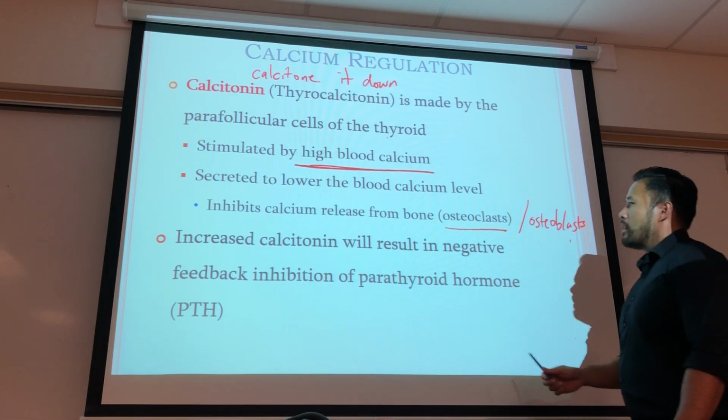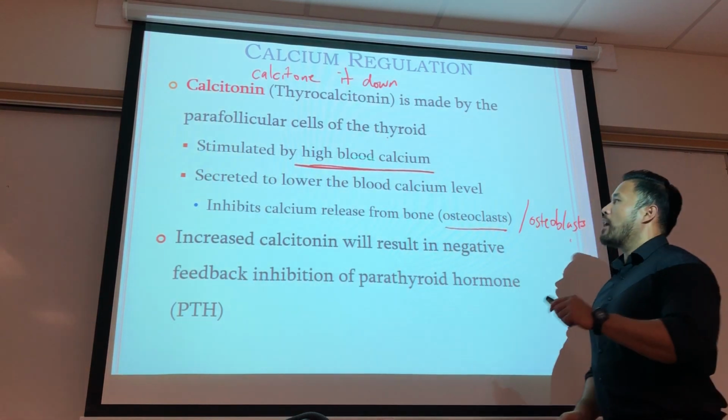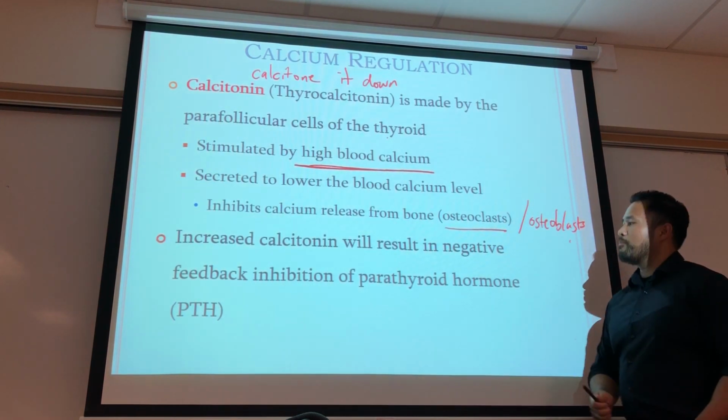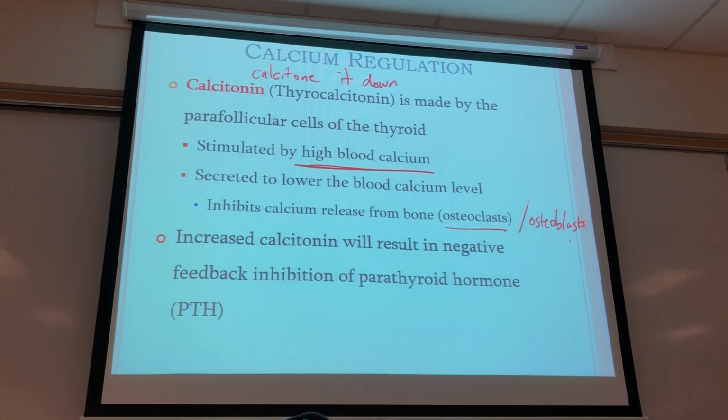So you're going to see that increased calcitonin due to high blood calcium will come in and negatively inhibit the production of parathyroid hormone. What we can say with these two is that calcitonin and parathyroid hormone, which I'll just write PTH, have an antagonistic relationship against each other. Calcitonin will bring down calcium. PTH will increase the amount of calcium, again to keep calcium levels normal.